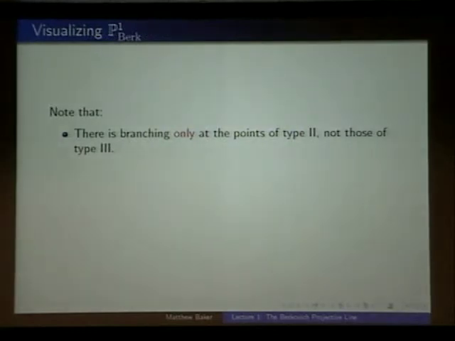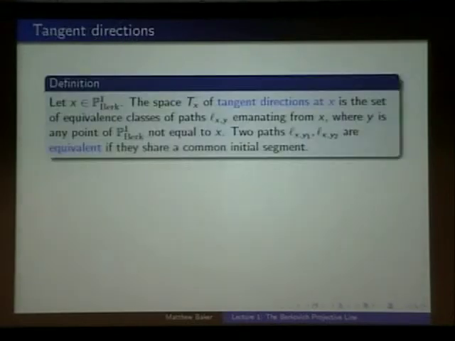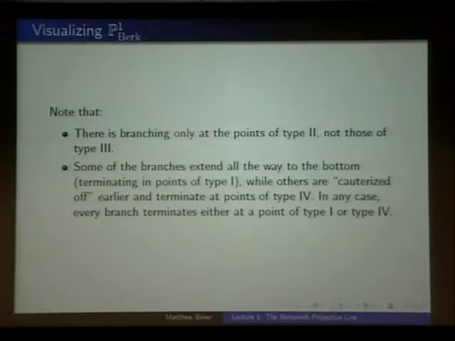Okay, well, I'm going to summarize the comments I made before. There's branching only at the points of type 2, not at the points of type 3, which may not be completely obvious, but I hope to explain why that's true. And some of the branches extend all the way to the bottom, terminating in points of type 1, and others are sort of cauterized off earlier. Those were those open circles you saw, and they end at points of type 4. But every branch does eventually end in some endpoint, and that's related to the fact that the space is compact.